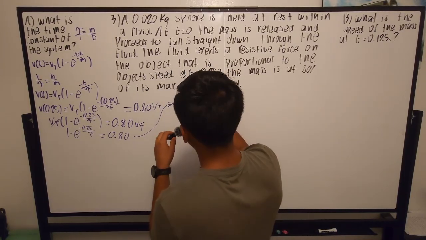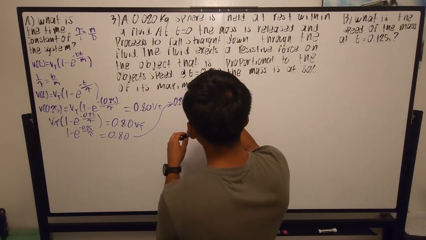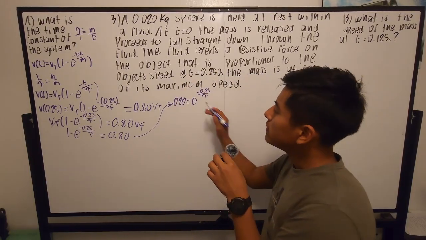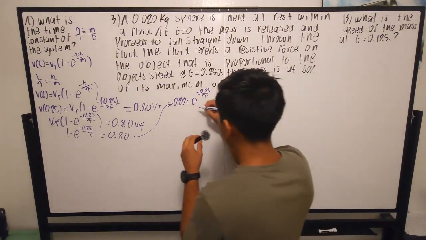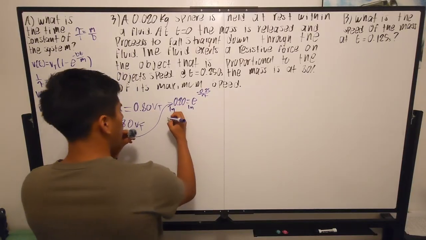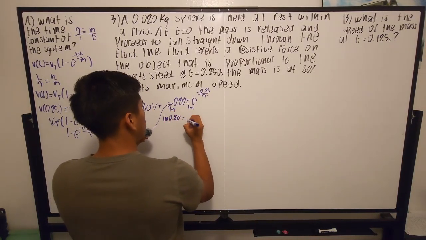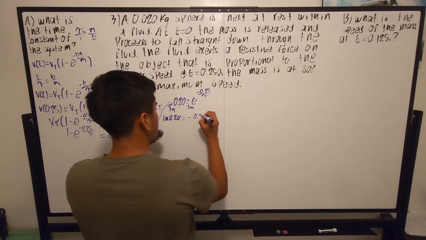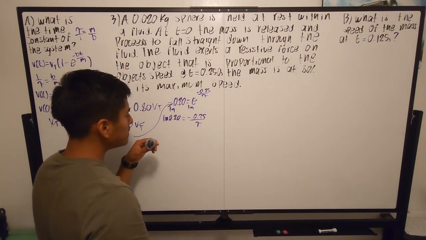0.20 is equal to e to the negative 0.25 over tau. Now to undo this e, we have to take the natural log of both sides. So we're going to take the natural log of that, natural log of that. So then now we are left with the natural log of 0.20 equals negative 0.25 over tau. We want to get tau by itself.